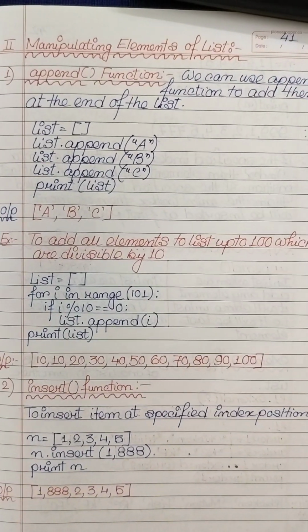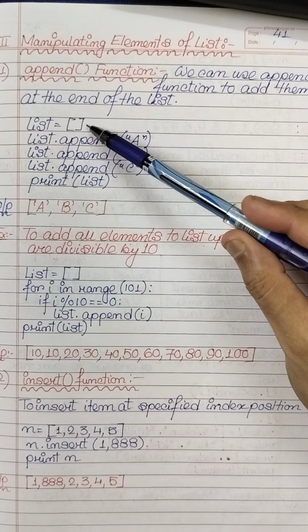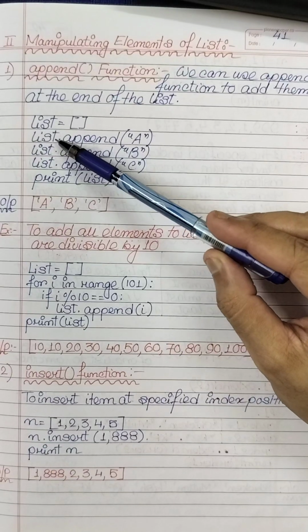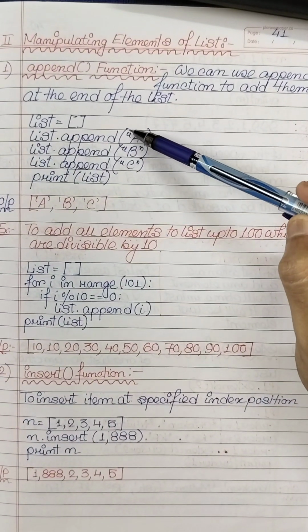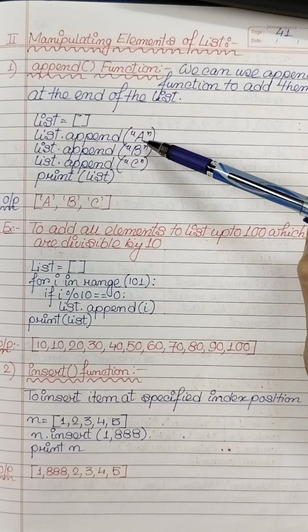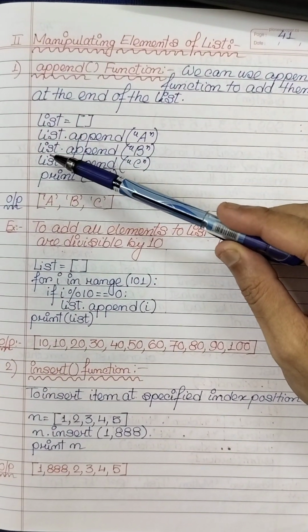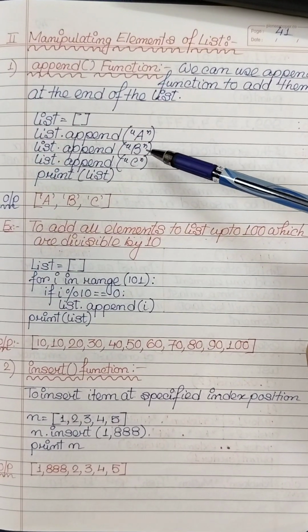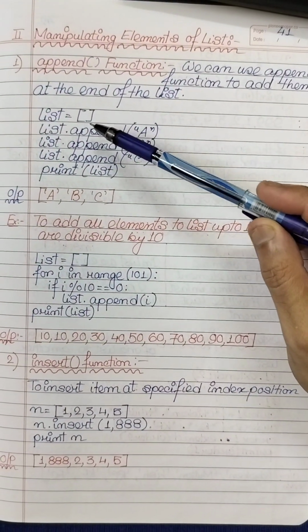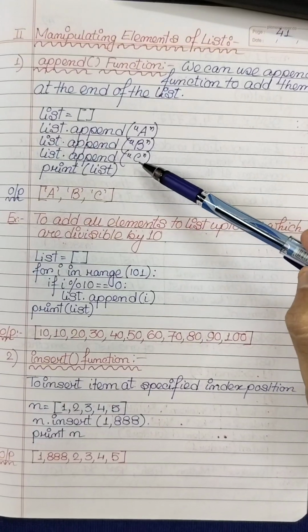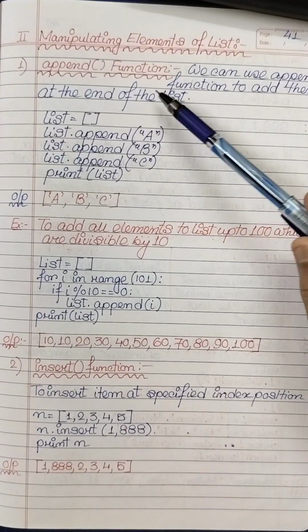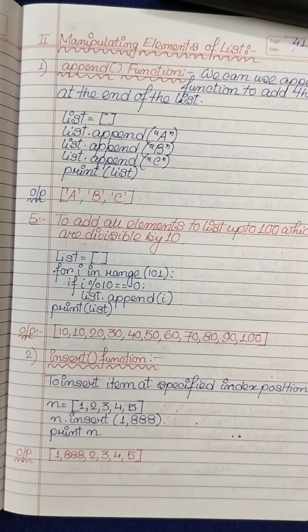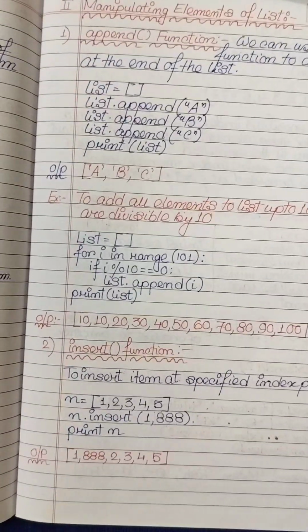Suppose here is a list, list is equal to empty. I am going to append or add something into the list. list.append("a"), that means in double inverted commas, a means we are going to add an element inside the list. Then list.append("B"), we are going to append the B element in the list. Then list.append("C"), that means we are going to append C. Print the list: A B C.